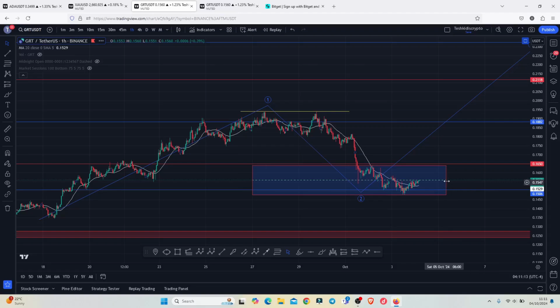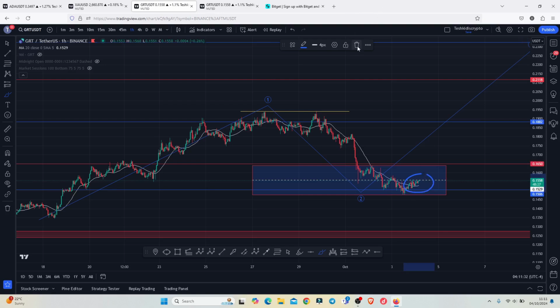GRT continues to hold above our key area of support above the 0.1478 and above the $0.16. At the time of this recording, we are also holding above the 20-day MA here on the 4-hour chart, which is now acting as support for us to continue gearing up.